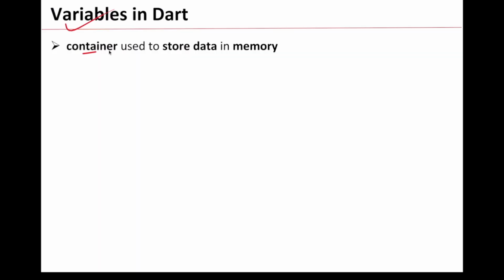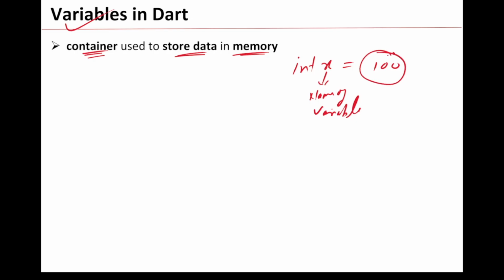Variable is a container that is used to store data in memory. Let's understand with the help of an example. int x = 100. So this x is the name of the variable, this 100 is the value of the variable, and this int is the type of the variable.